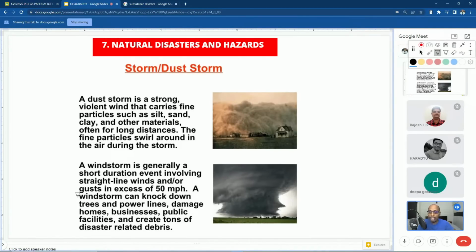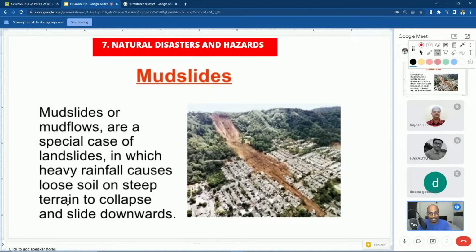A windstorm can knock down trees and power lines, damage homes, businesses, and public facilities, and create tons of related disasters. These windstorms are called tornadoes in the USA or in the northern countries. Then we have mudslides. You can see the picture. I have seen this mudslide in Assam when I was working, and that was very close to our staff quarters.